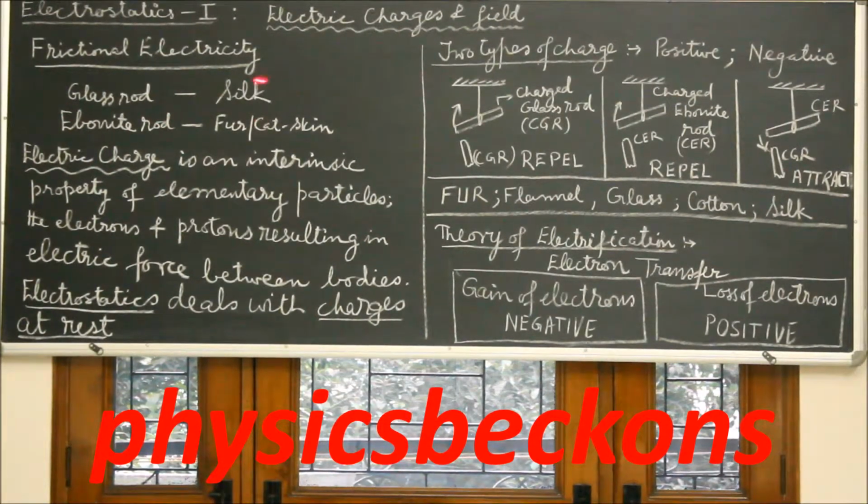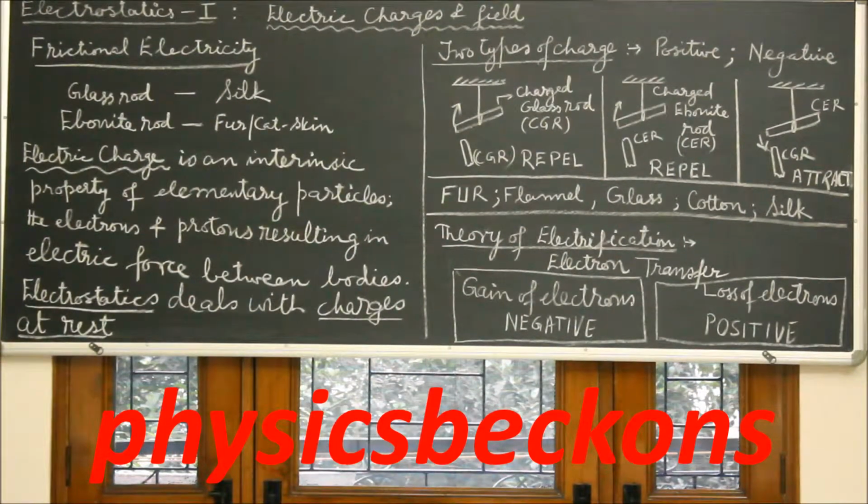Similarly, a glass rod rubbed with silk or an ebonite rod rubbed with fur or cat skin attracts pieces of paper, thread and other light materials towards themselves, and we say that these substances have acquired electric charge. Basically, electric charge is an intrinsic property of elementary constituents of matter, that is the electrons and protons, which results in the electric force between the bodies.